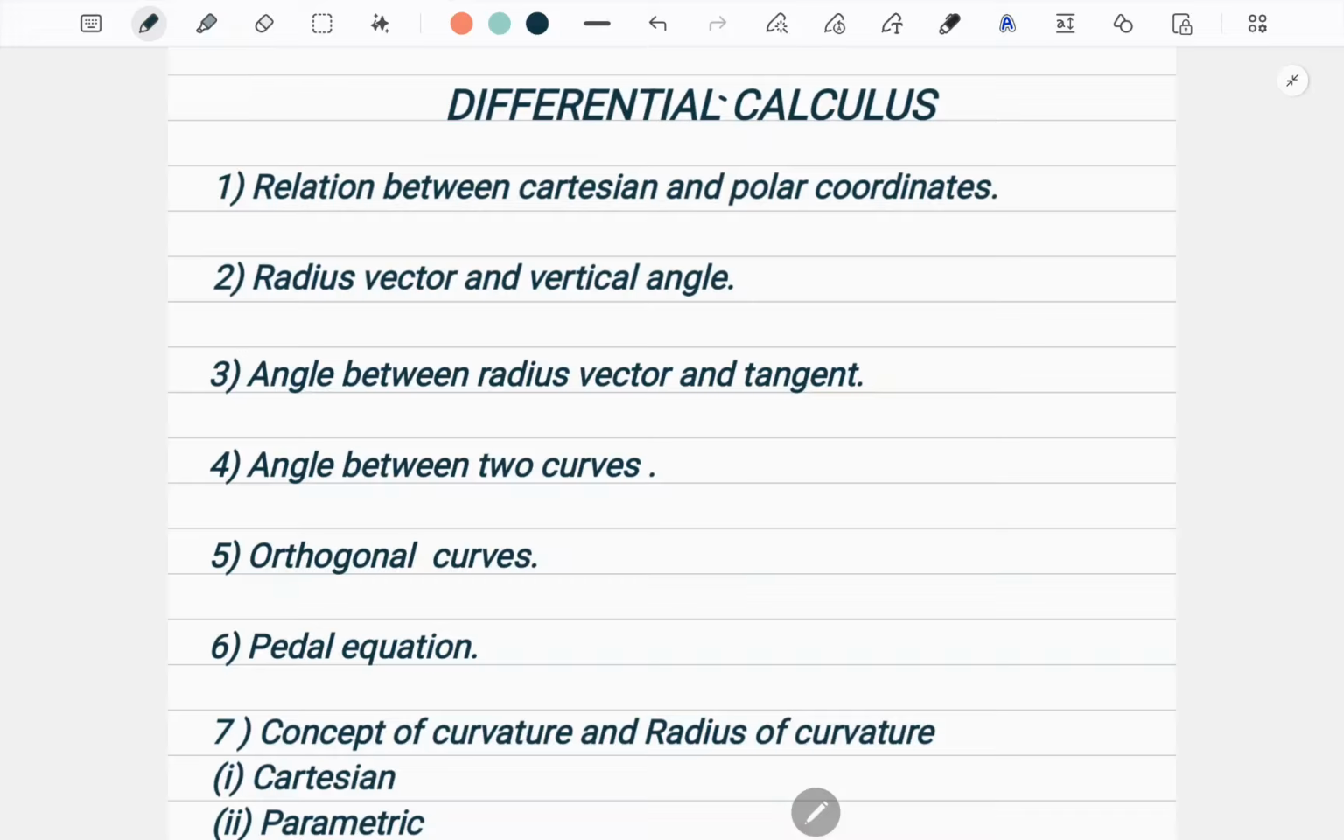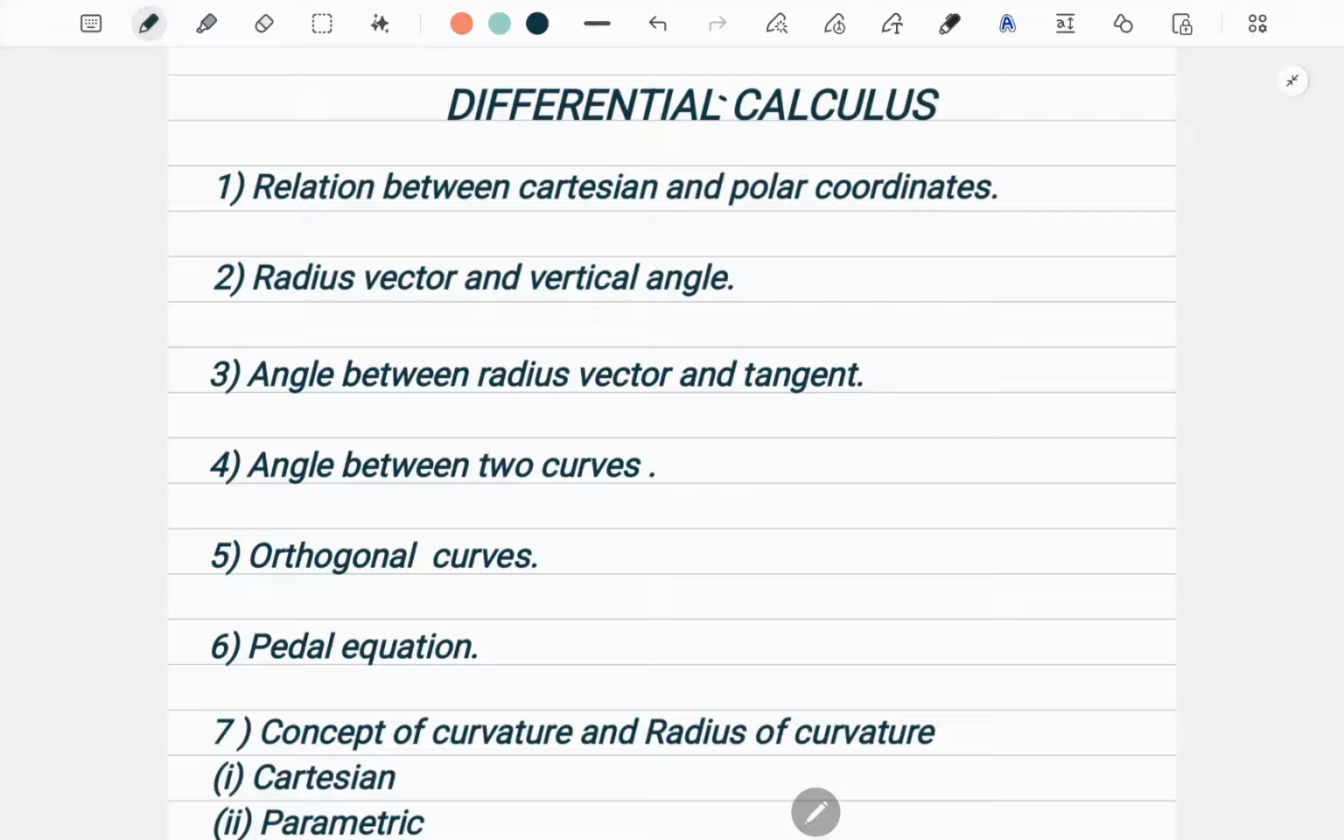one by one. So the very first topic will be the relation between Cartesian and polar coordinates. I'm just listing down the topics. I may mix two topics sometime in one video, like that I'll do, but yeah, whole content will be this. So the first topic will be relation between Cartesian and polar coordinates, radius vector and vertical angle, which will be a new concept for you.